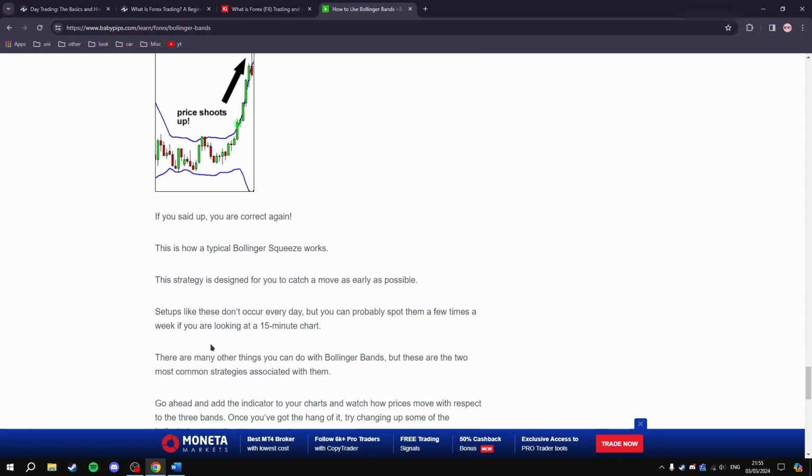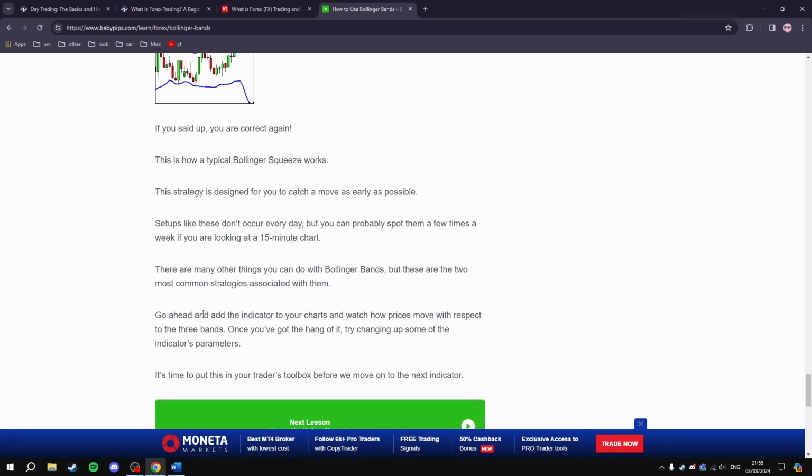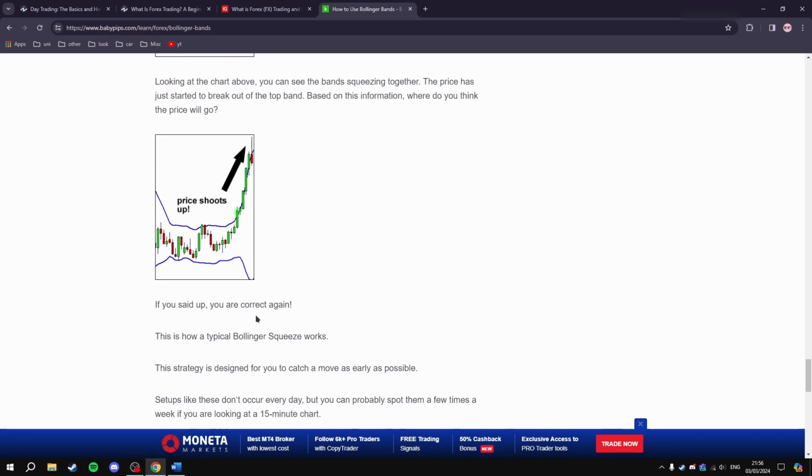Setups like these don't occur every day, but you can probably spot them a few times a week if you're looking at a 15-minute chart. There are many other things you can do with Bollinger Bands, but these are two of the most common strategies associated with them. Go ahead and add the indicator to your charts and watch how the prices move with respect to the three bands. Once you've got the hang of it, try changing up some of the indicator parameters. It's time to put this in your trader's toolbox before we move into the next indicator.